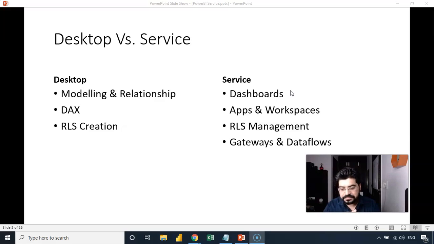And finally, the gateways and data flows. Now this is something which is only part of Power BI service. We'll talk about them in detail. What are the gateways and data flows?